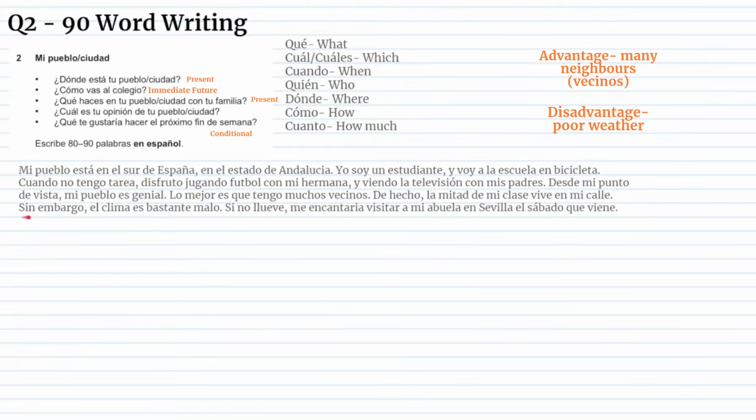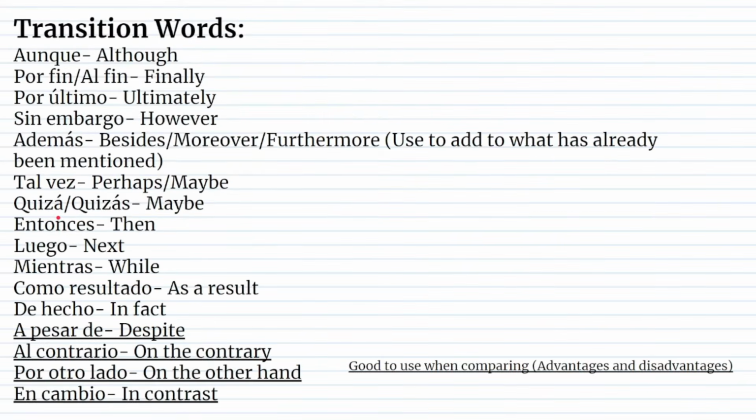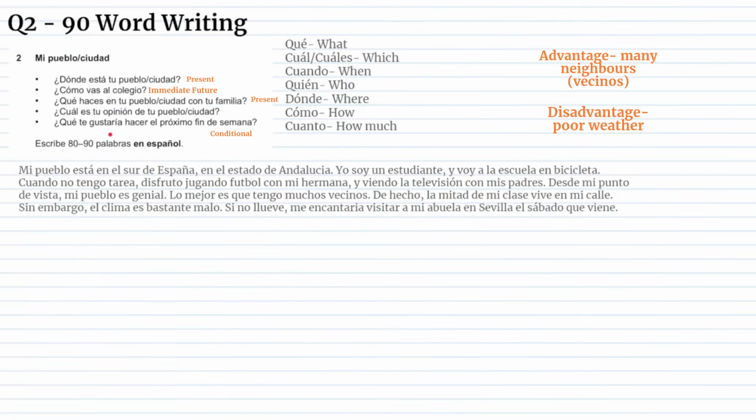Continuing on, we have sin embargo, another transition word, as you guys can see right here. However, so that's more of a contrast. Sin embargo, which lets us say now the disadvantage as listed here. El clima es bastante malo. Perfect. No going off topic. Answer short and sweet. Now this again, like I said, just continuing what I've said before. No contradictions. I said the weather's quite bad.